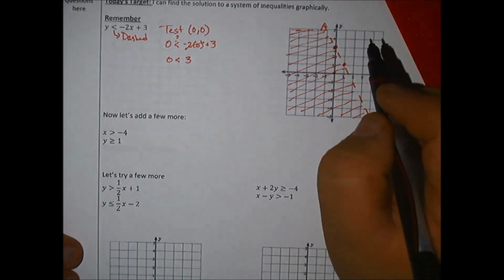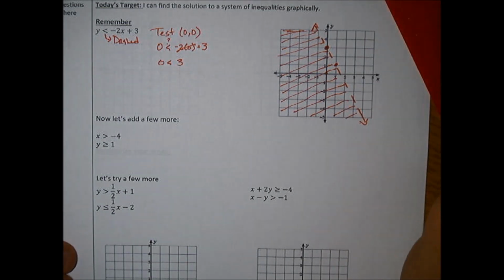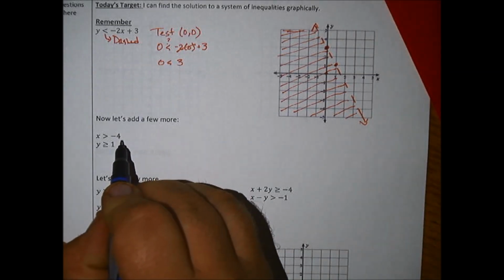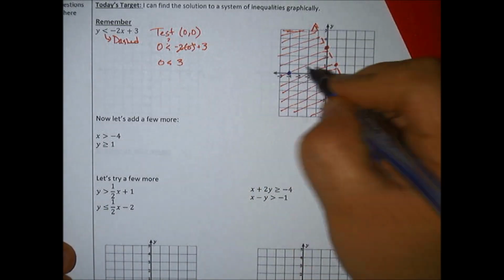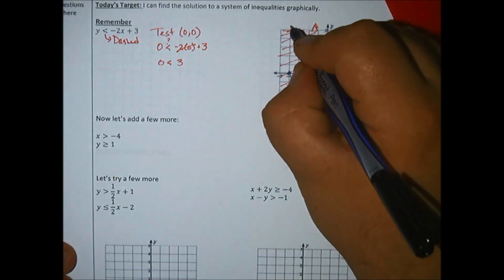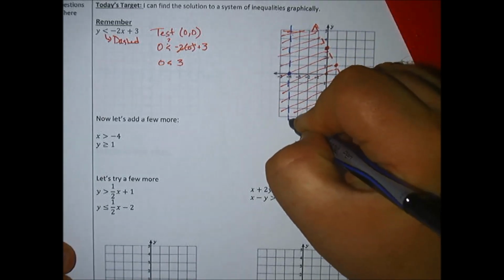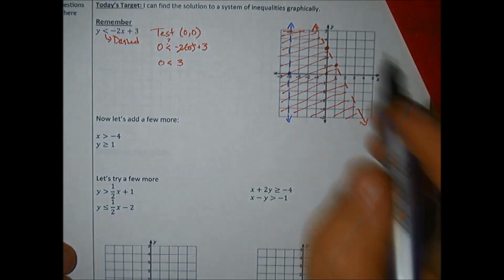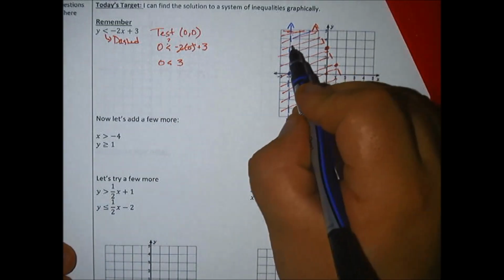Now we're going to add a few more inequalities to this graph and really look at what happens. The next one we have is x is greater than negative 4. I'm going to use a different color for that. Negative 4 is right here. We're going to have a vertical line, and it's going to be dashed. And now we get everything bigger than negative 4, so that's going to be off this direction.